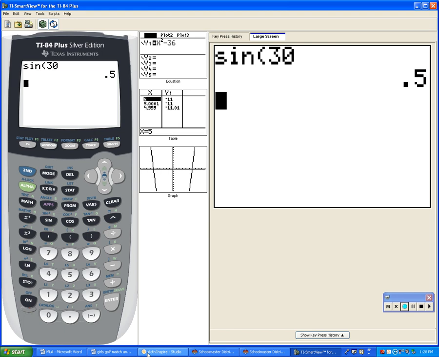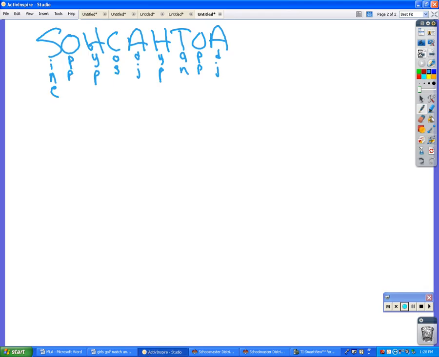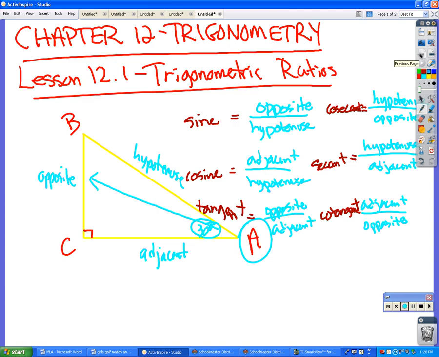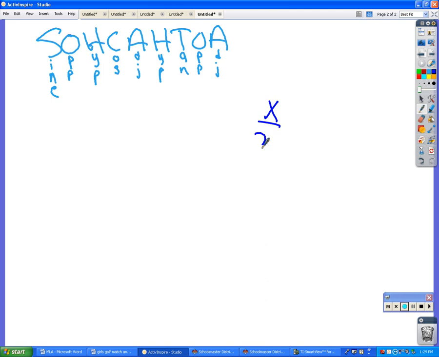And you could have figured that out already by looking at this triangle that we drew. In a 30, 60, 90 triangle, we learned before that the short side is x, the hypotenuse is 2x, and the medium side is x square root of 3. So the reason why the sine of 30 degrees is 1/2 is because the opposite side, which is x, divided by the hypotenuse, which is 2x, reduces to 1/2. And so that's why it's 0.5.